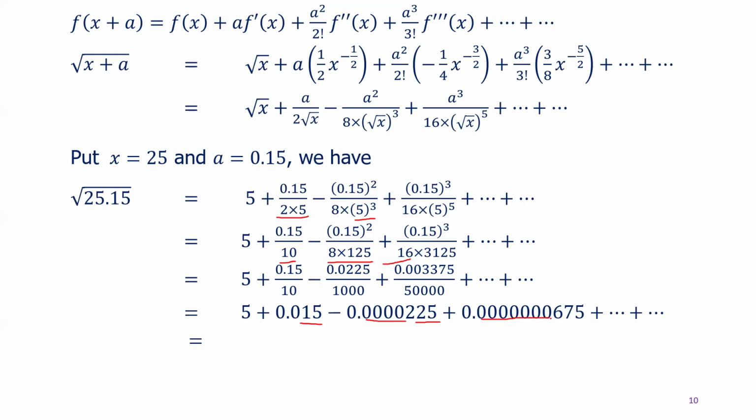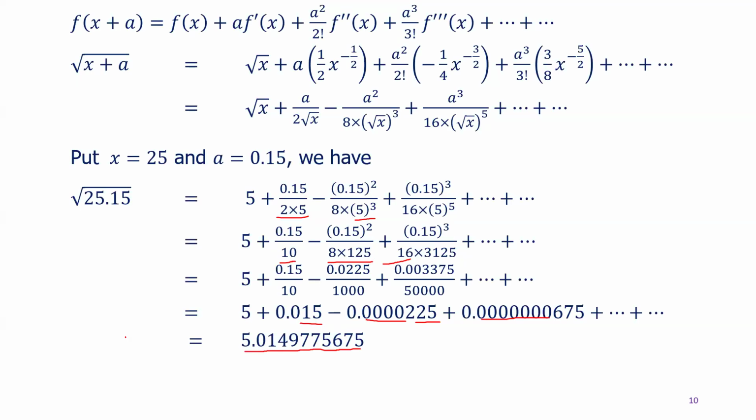If we simplify it, then 5 plus 0.015 minus 0.0000225 plus 0.000000675, and if we add all these values, we are getting 5.0149775675. So this is the desired value of root 25.15, which is equal to 5.0149775675. Thank you.